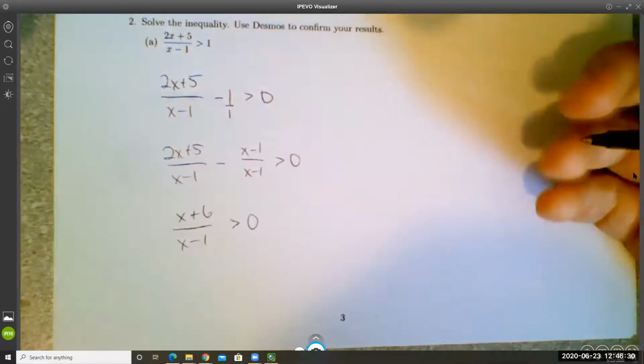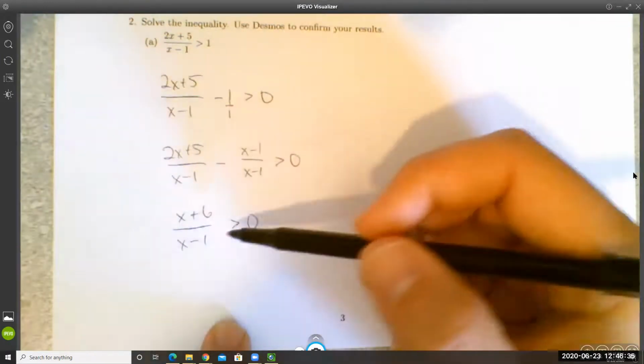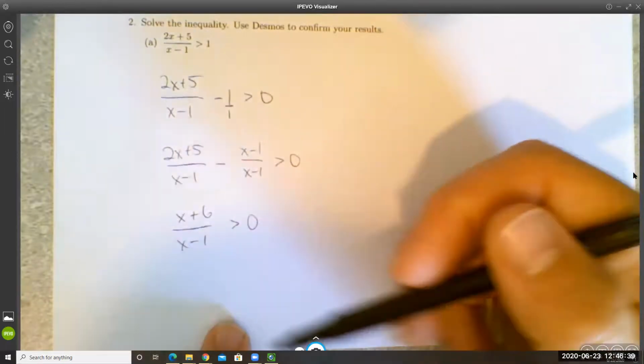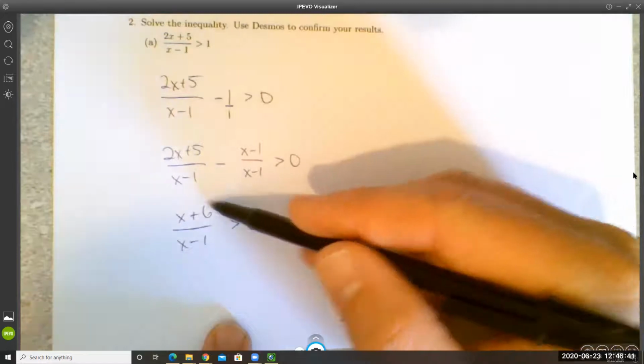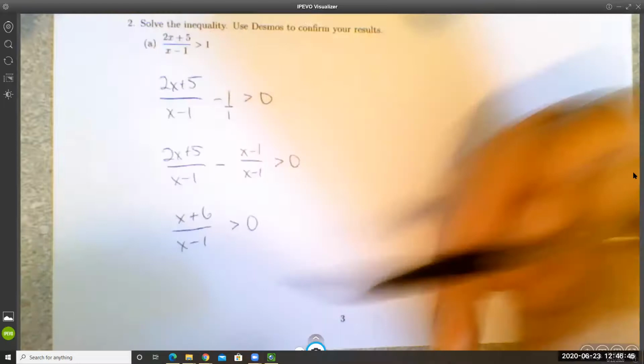And now I figure out where this expression can change sign. Well, this expression can change sign whenever the numerator or the denominator is 0, right? Where is the numerator 0? The numerator is 0 when x is negative 6, and the denominator is 0 when x is 1.